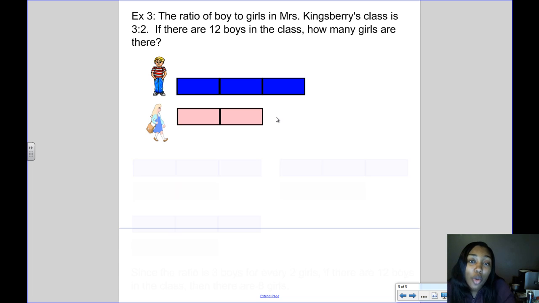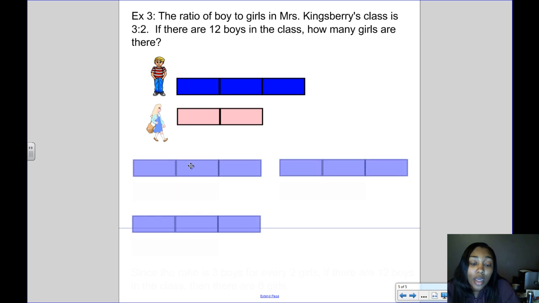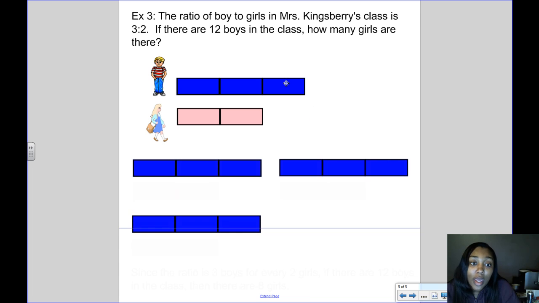So if there are 12 boys in the class, how many girls are there? So I know that every group is going to have 3 boys. So then if I add 3 more groups, that means now I have a total of 12 boys because I have 3 boys in every group. That means I'm going to need 4 groups with the 3 boys in order to get a total of 12 boys. Well, keep in mind that for every group of 3 boys, there are 2 girls.